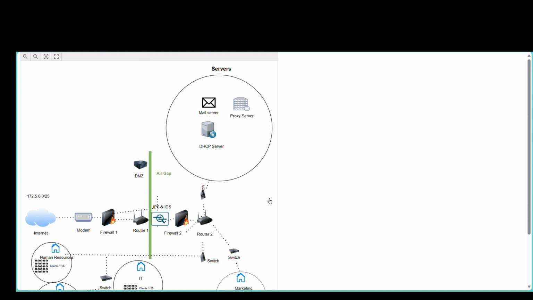The next server I would like to discuss is the DHCP server. This server provides and assigns IP addresses, default gateways, and additional parameters to users. The last server I would like to discuss is the mail server. The mail server sends and receives emails.